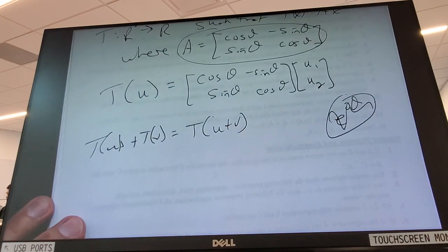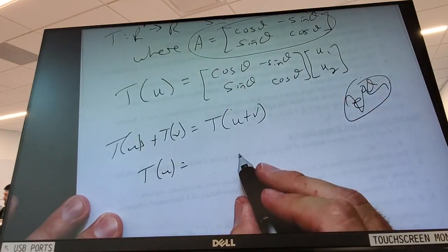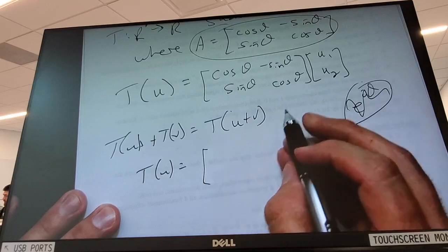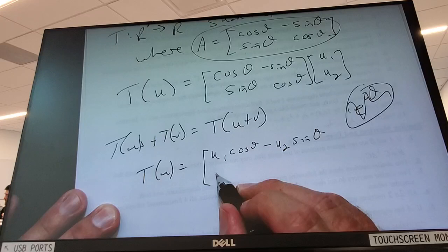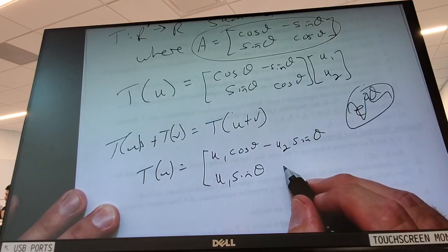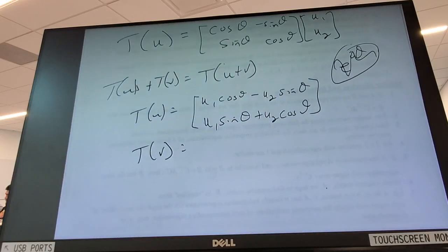Okay, so I haven't done this yet. What is T of u? Can somebody help me out? It would be u1 cosine theta minus u2 sine theta, and u1 sine theta plus u2 cosine theta. Then I do that with v, and then I try to show that when I add those together, I get the same thing as I would have if I had just applied T to u plus v. Are you guys kind of with me? Can you see the level of mathematics required? There's not much, but I'm not going to give you a bunch of these because then it just becomes busy. I'm hoping everybody can see how simple that is.